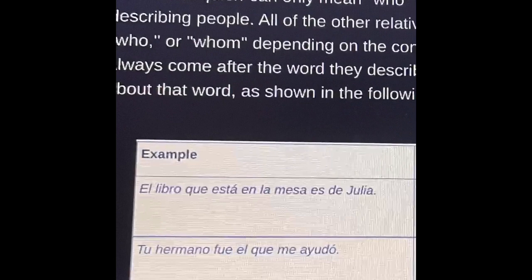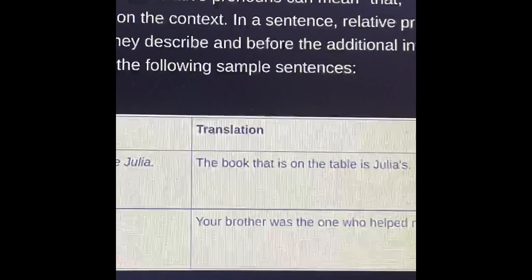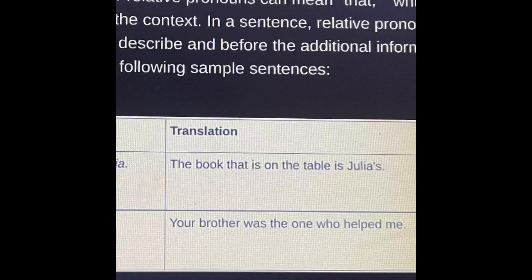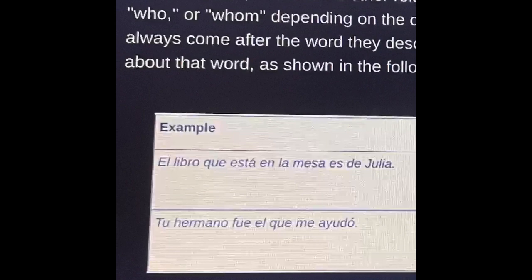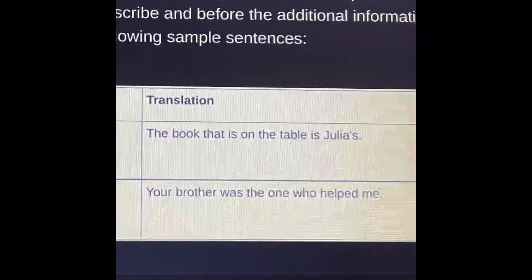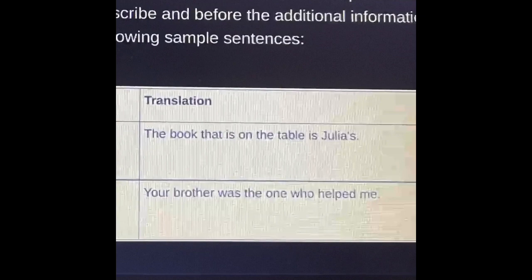Example, el libro que está en la mesa es de Julia. The book that is on the table is Julia's. Tu hermano fue el que me ayudó. Your brother was the one who helped me.